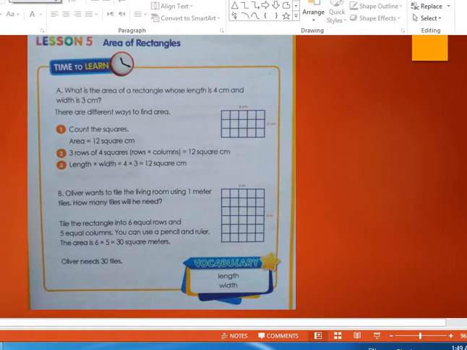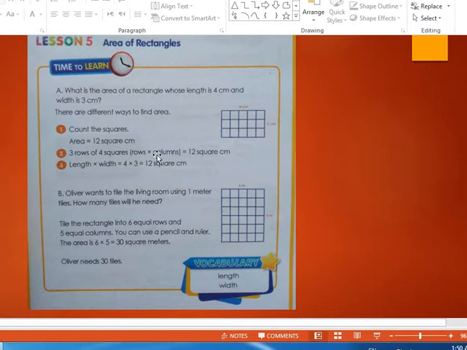I hope you're fine. Today we're going to have a lesson about area of rectangles. In the last session we learned how to calculate the area of a rectangle by counting the inside square units. As here in this example, 1, 2, 3, 4, 5, 6, 7, 8, 9, 10, 11, 12, 13, 14, 15, and here the area of this rectangle is 15 square centimeters.